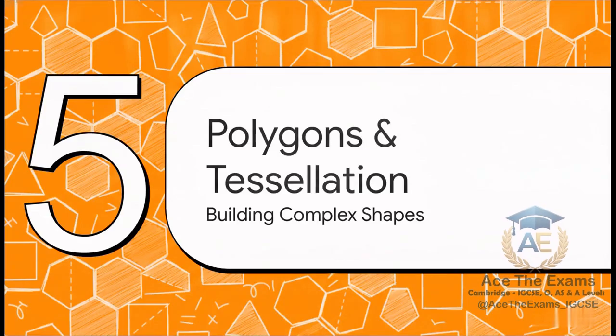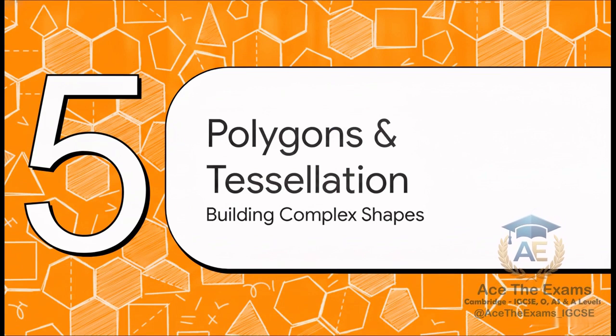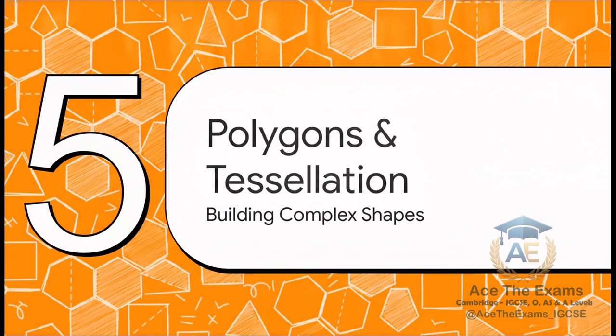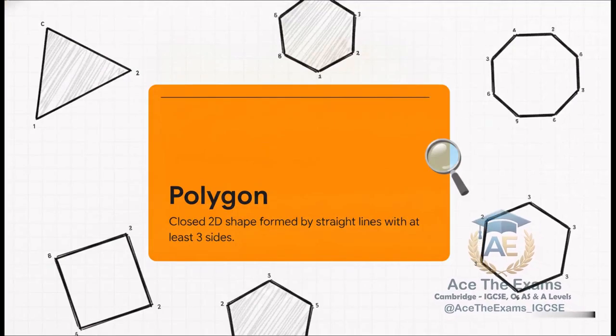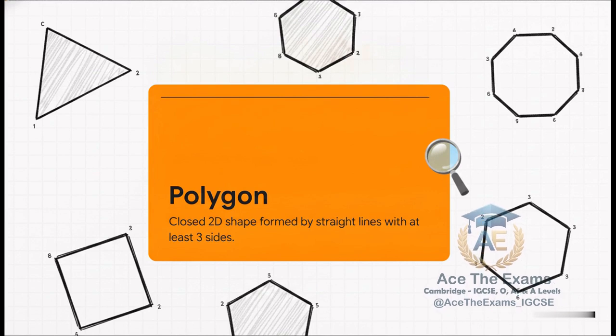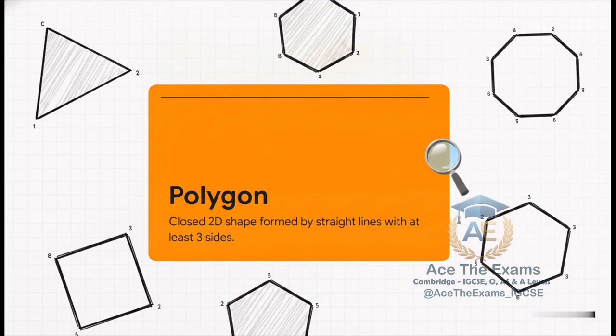Section 5. Polygons and tessellations. This is our final tool, looking at how straight lines enclose spaces to build complex shapes. Let's start with a really clear definition so we are all on the same page. A polygon is simply a closed, two-dimensional shape made entirely of straight lines.